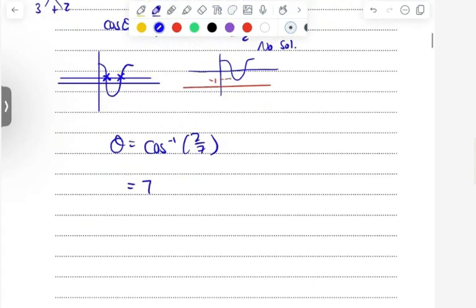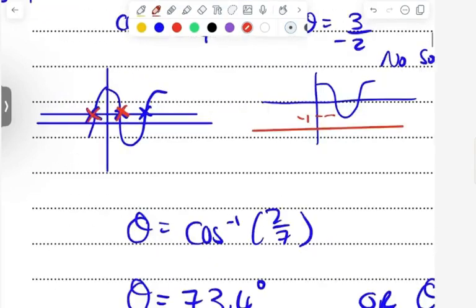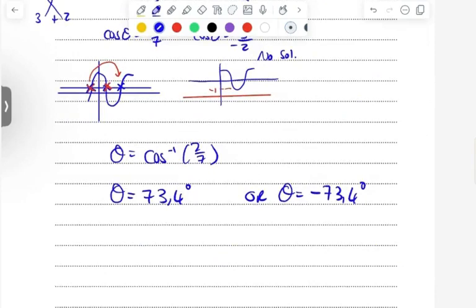That gives me 73.4 degrees. And this is my reference angle. That's this angle over here, 73.4. And I also know that theta is negative 73.4 degrees. This is if I look at symmetry. But this negative angle is not what we're wanting because it's outside of our domain. So I have to just add 360 to that to get the next answer in my domain.